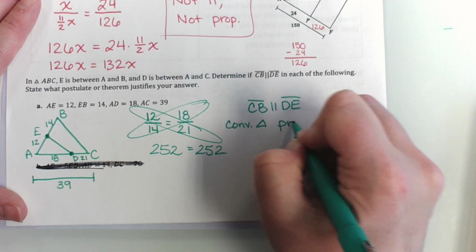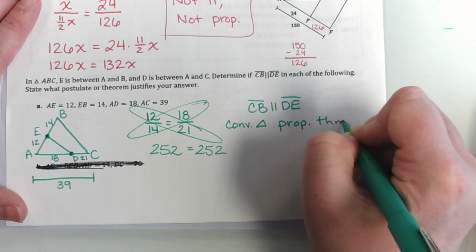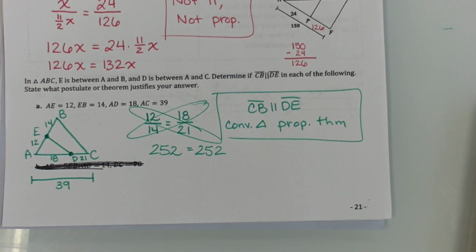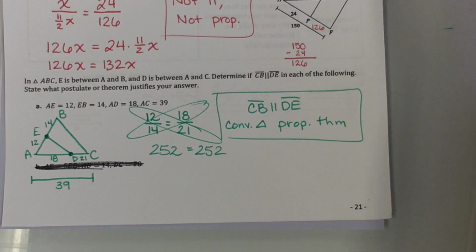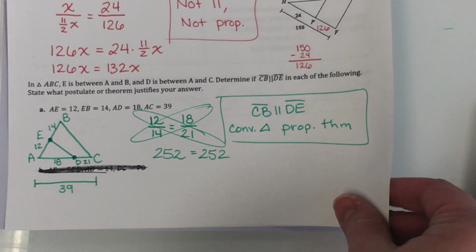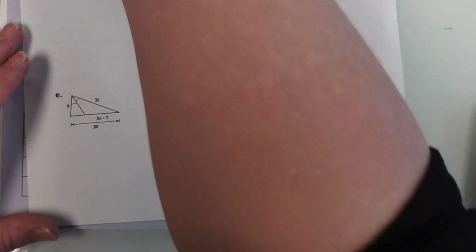Converse triangle proportionality theorem. So sometimes they might just give you just numbers. You do the same thing. Okay, triangle proportionality theorem and its converse. We okay with that? Okay, we do have a few more theorems we're talking about today.